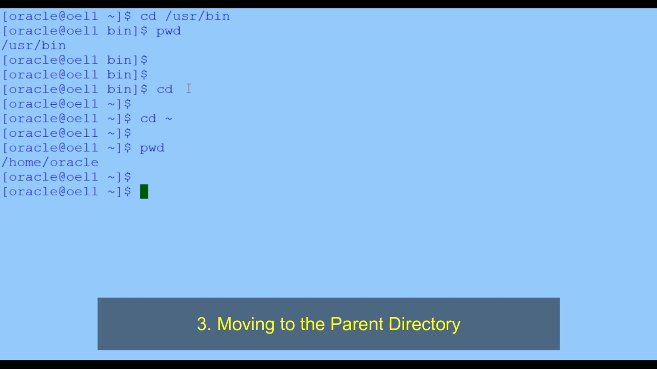To move one level up to the parent directory, use the command cd ... For example, if you're in /home/oracle, running the command cd .. will take you to /home. This is particularly useful for navigating up the directory tree.